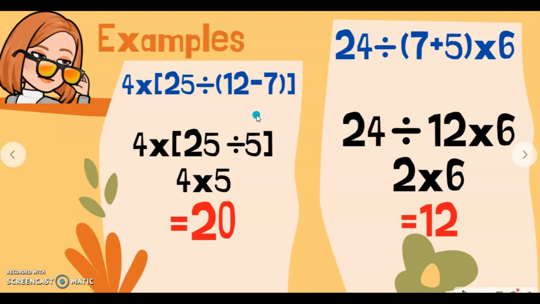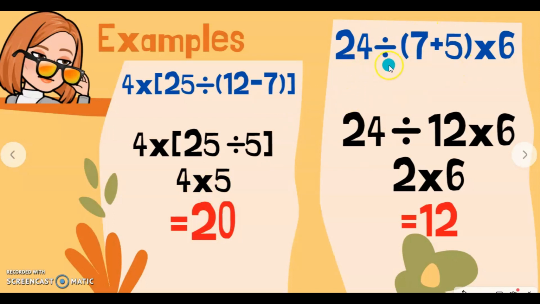Third example, we have 4 times 25 divided by 12 minus 7. Again, we are going to work on this one first. 12 minus 7 is equal to 5. Since the division operation is enclosed by the grouping symbol, we are going to divide first. 25 divided by 5 is 5. 4 times 5 is equal to 20.